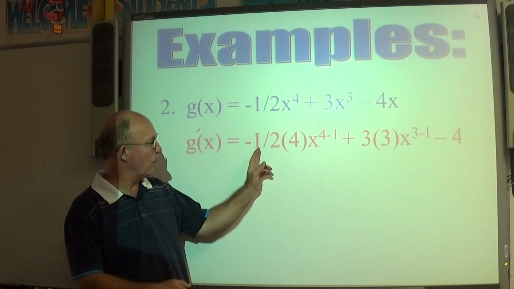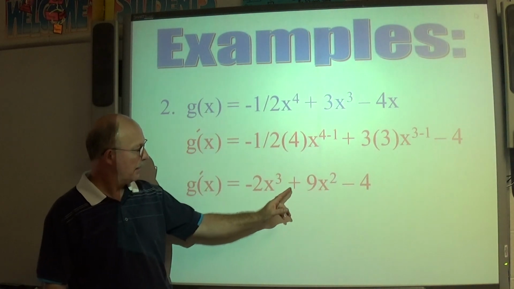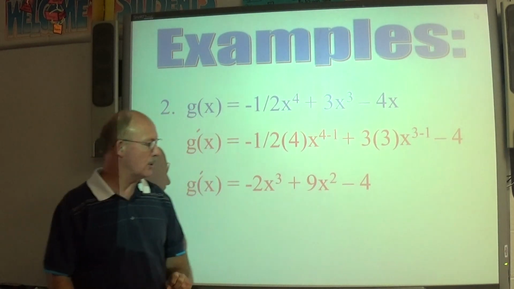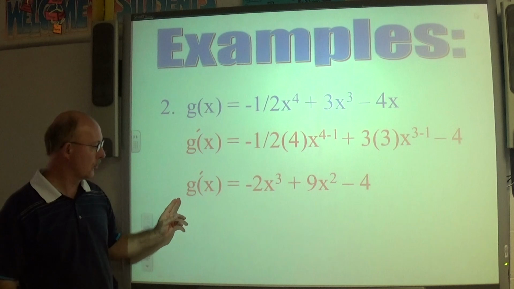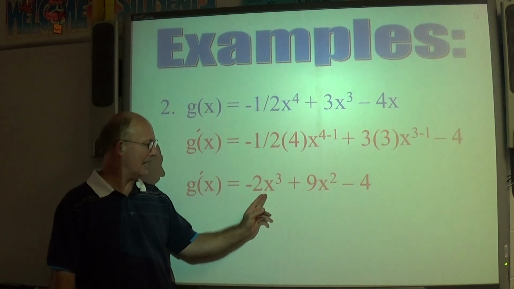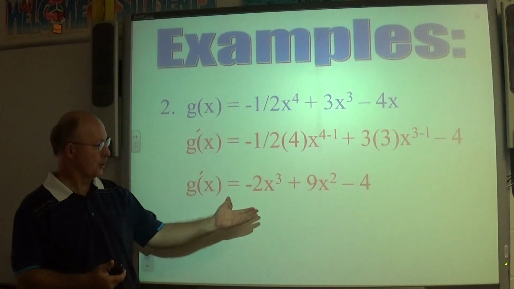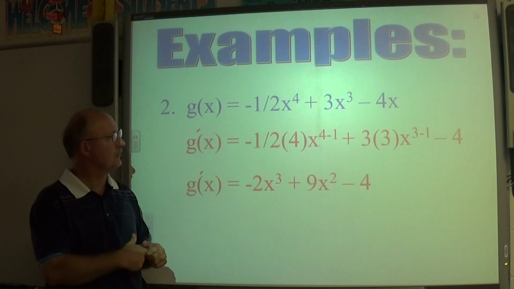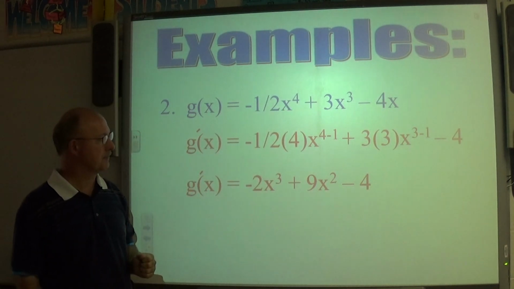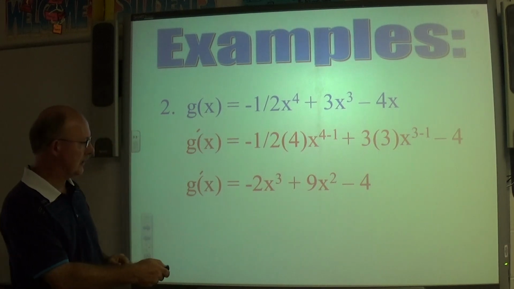And then as you simplify, negative 1/2 times 4 is negative 2x to the 3rd, plus 3 times 3 gives you 9, and then 3 minus 1 from the exponent gives you the new exponent, which is 2, minus 4. So the derivative of g of x would be negative 2x to the 3rd plus 9x squared minus 4. So any type of polynomial function like this, you take the derivative of each term and then add or subtract as appropriate. And this is our second example. We'll look at it some more, like I said, in the next video.